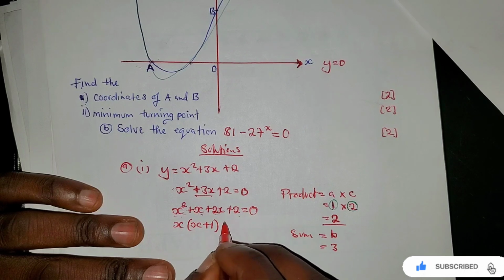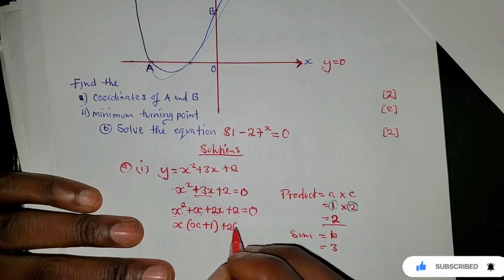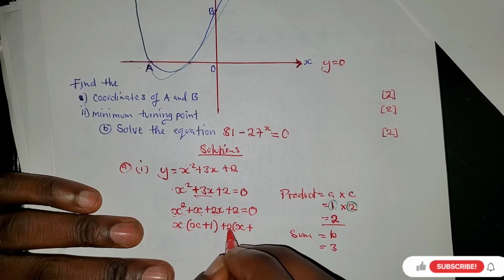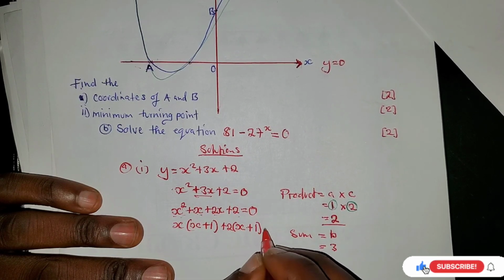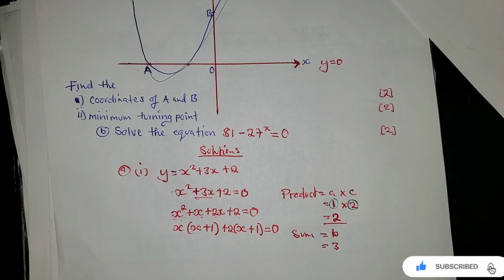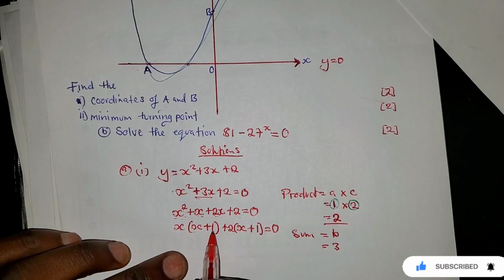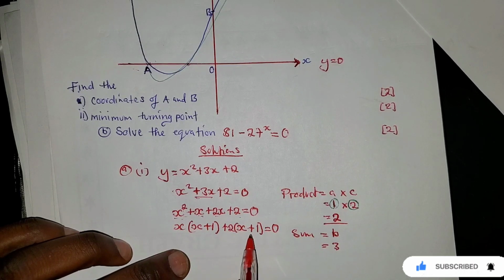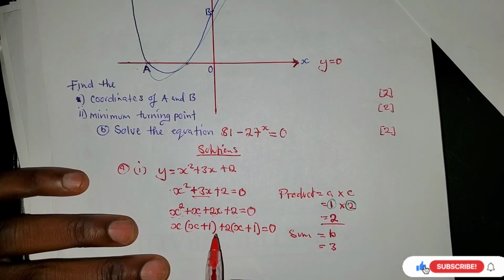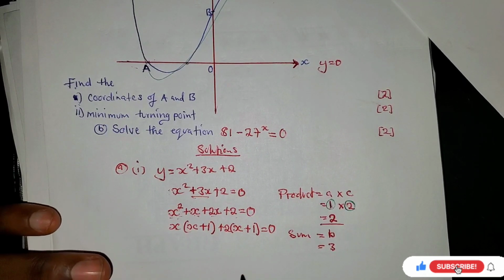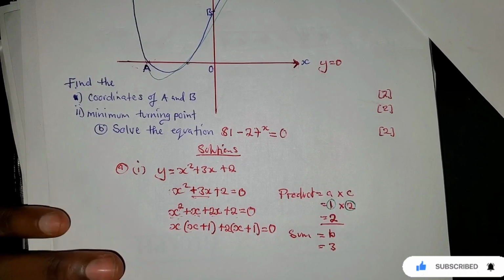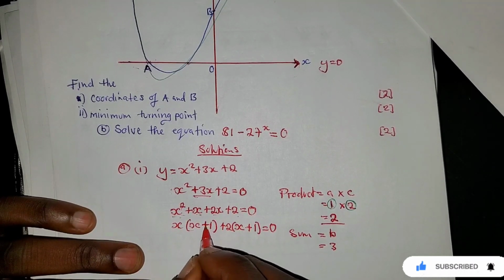Common factor here is 2. 2 into 2x, we just remain with x. Positive, just a positive. 2 into 2, 1 is equal to 0. Now, you can check here if what you are doing is correct. If what is in the bracket here is the same, just know that you are doing the right thing. But if what we are doing here is different, probably you are doing something wrongly.